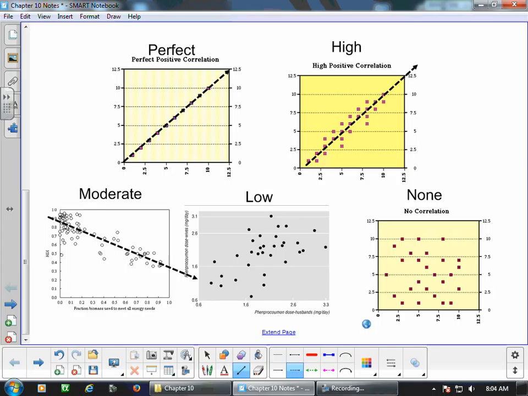Or low correlation, which starts to look a little bit more like a cloud. Okay, well, there's kind of a trend upward from left to right here, but not really much help to us. So that's low correlation. And then there's none, where there's not really an up or down pattern as you go from left to right, it just looks like a bunch of points spread out all over the graph.